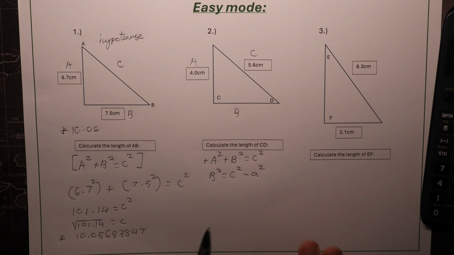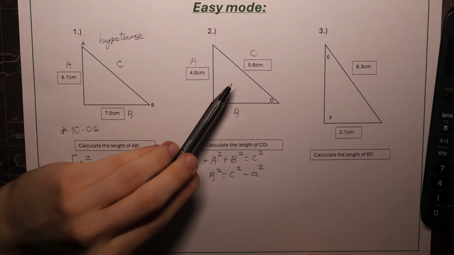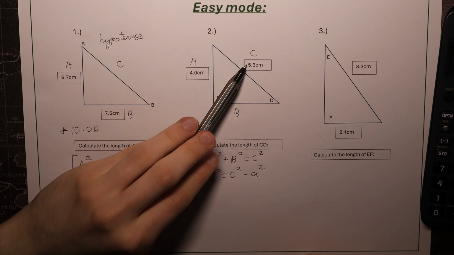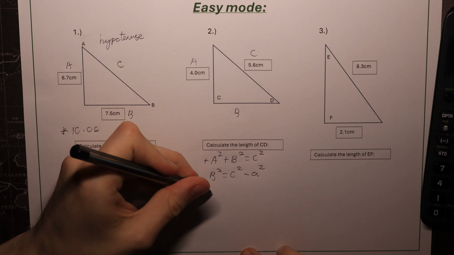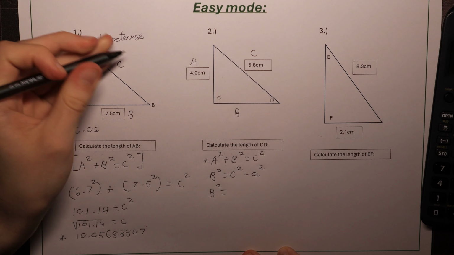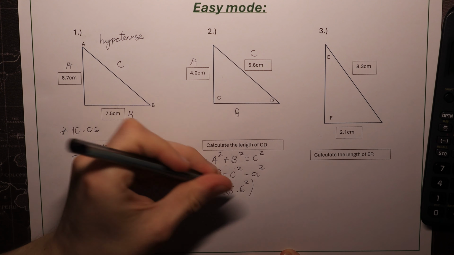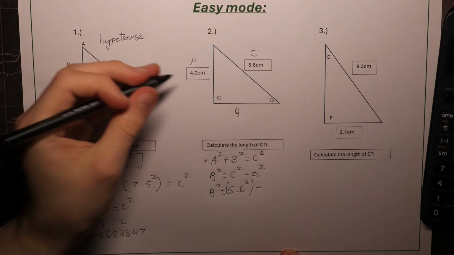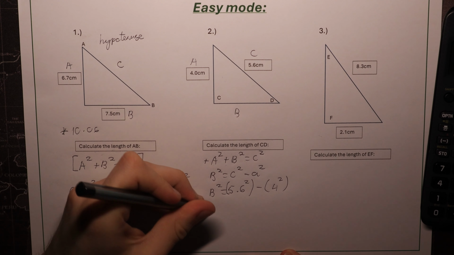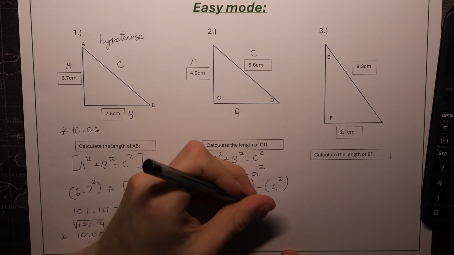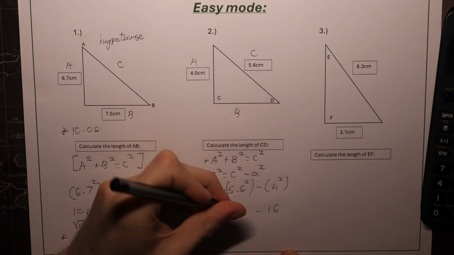Therefore, this is what we need to now use to calculate for B. So what we need to do is substitution, using these numbers instead of the variables. So what we have is b squared equals c squared, so 5.6 squared, remember your brackets, and then minus a squared, which is obviously minus 4 squared, or we can just write that as minus 16 here, and then 5.6 squared.